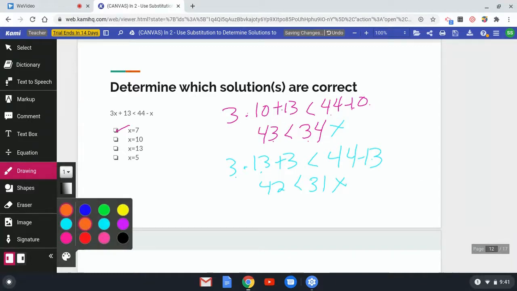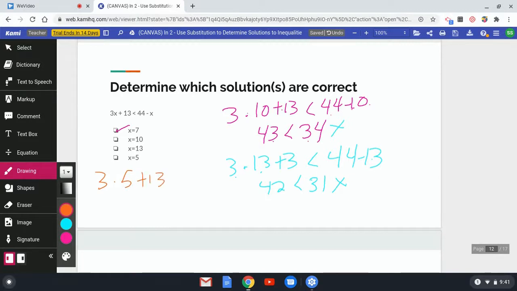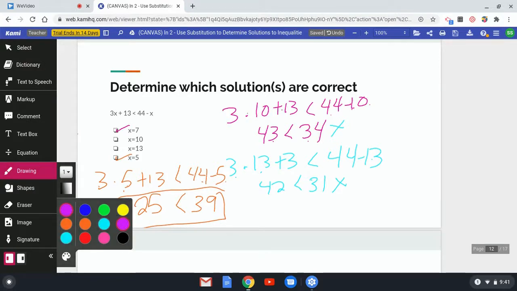Let's see. Let's try with 5. 3 times 5 plus 13. Is it less than 44 minus 5? 3 times 5 is 15. 15 plus 13 is 25, right? Yeah. 44 minus 5 would be 39. So 25 is less than 39. Is that true? Yes.